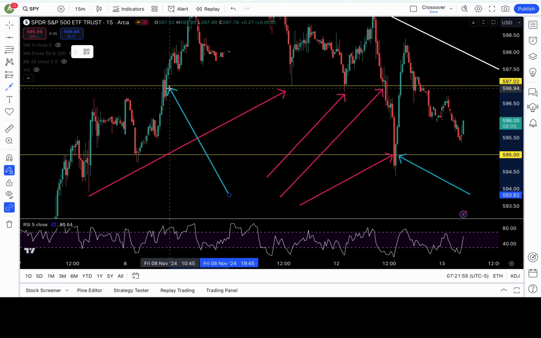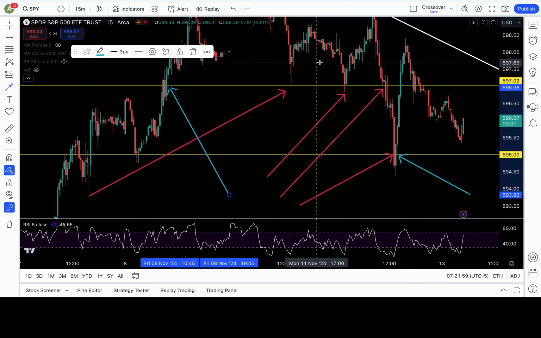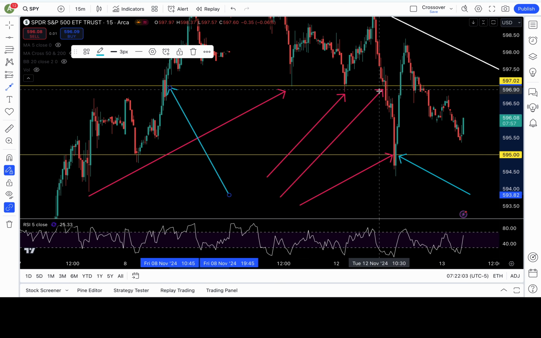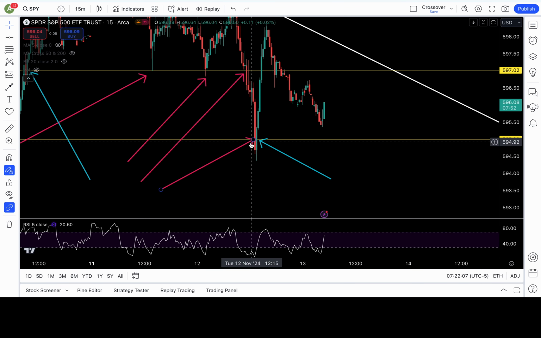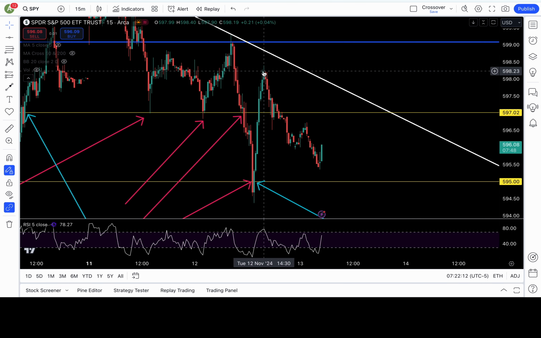Okay, you notice right here we broke out that 597 level. Then we came and back tested it not once but twice, and we broke it down. So that breakdown right there was a false breakout if you think about it. And then that false breakout led to a false breakdown, recapturing 595, and it led to a beautiful move up to 598.4ish. That's over a $3 move, guys.